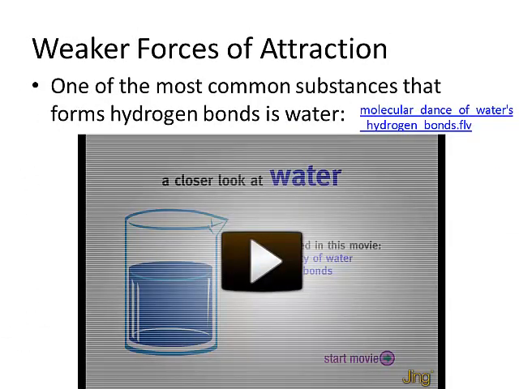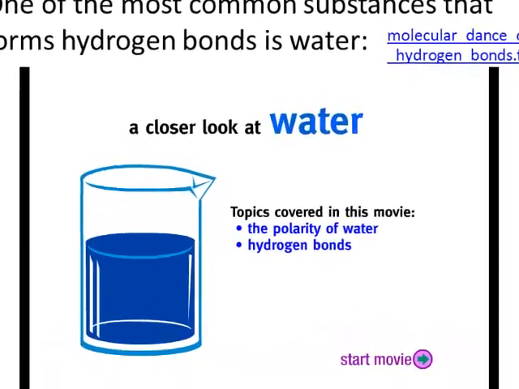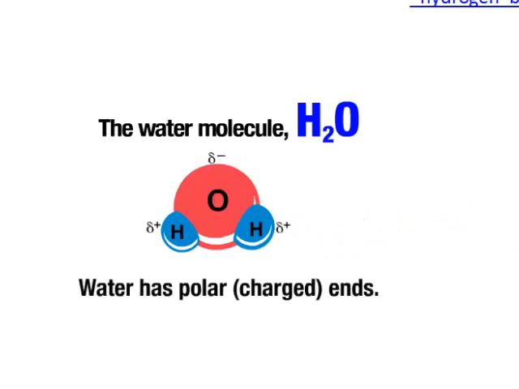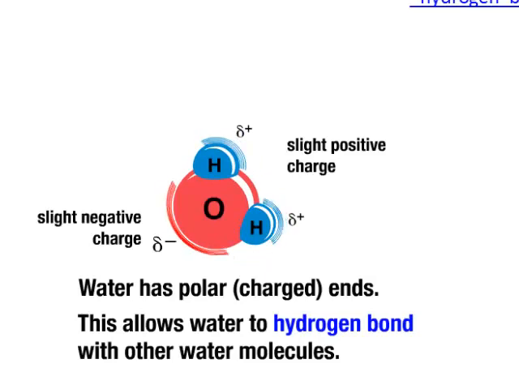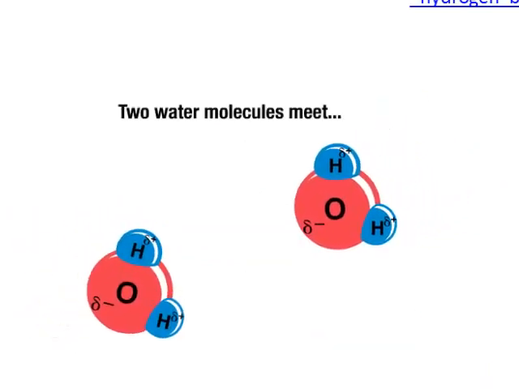Now, one of the most common substances that forms hydrogen bonds is water, as we just looked at. And we have a video here to look at it. If we take a closer look at water, zooming in on the water that's in this beaker, here's what a water molecule looks like. Recall that it has partial positive and negative charges on those different ends due to the polar bonds, the polar OH bonds. And that's going to allow these water molecules to hydrogen bond with each other.